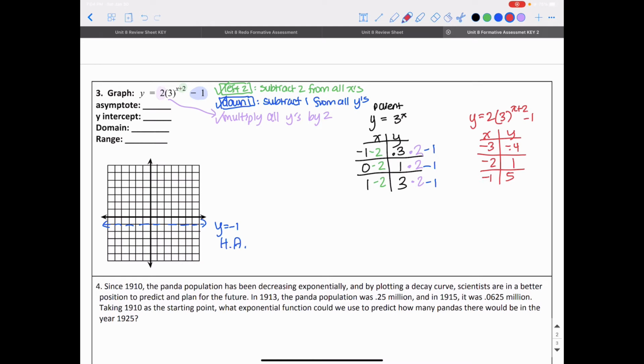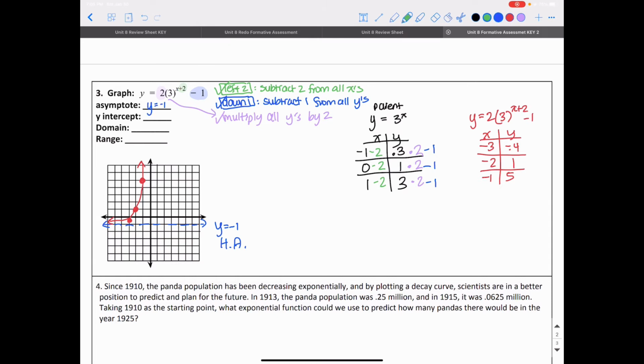I plot these points, making sure I don't touch that. -3 and -0.4. I have -2 and 1. And I have -1 and 5. 1, 2, 3, 4, 5. Right here. And then I connect them, making sure that I approach but don't touch that horizontal asymptote. The horizontal asymptote is -1.